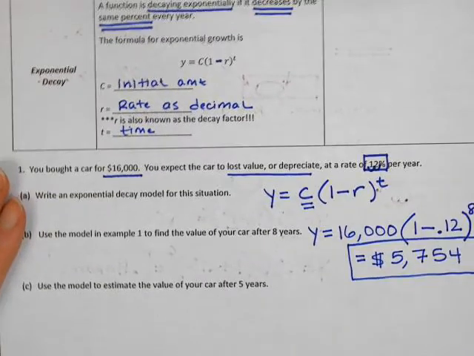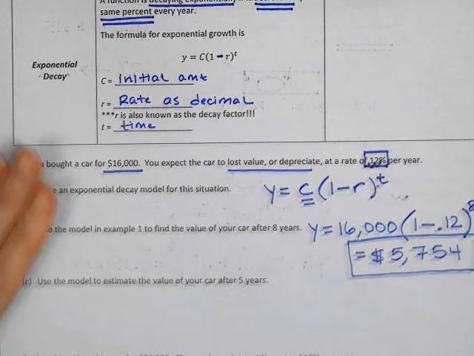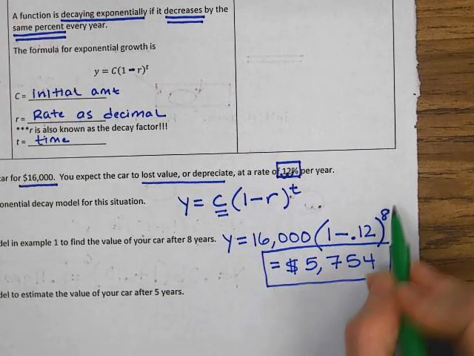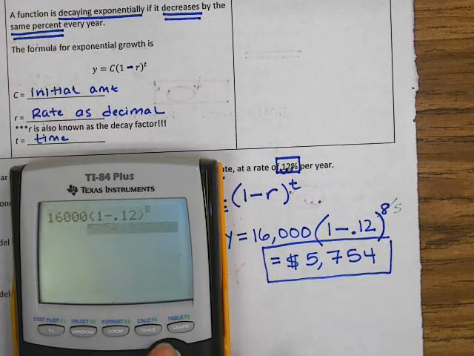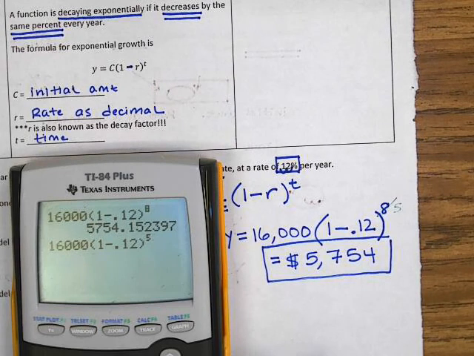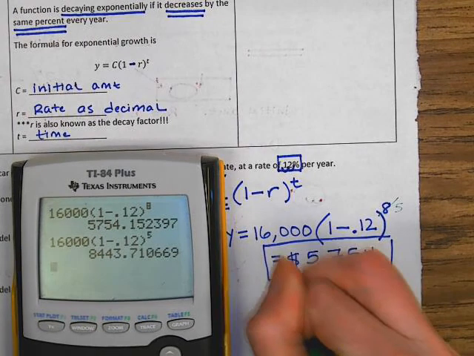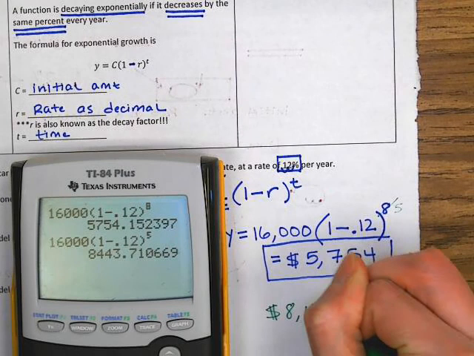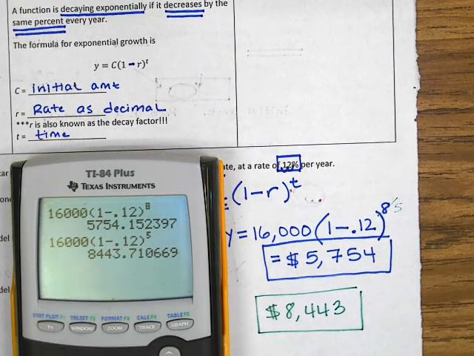And then part C is the same thing. Find the value of your car after 5 years. So we would use the same model, but just plug in T is 5 instead. So that one, I'm going to cheat a little and go back up and edit the 8 and just change it to a 5. And if you don't know how to do that, I could show you tomorrow. And this one would be a little more money because as much time has not passed. So $8,443 for 5 years.